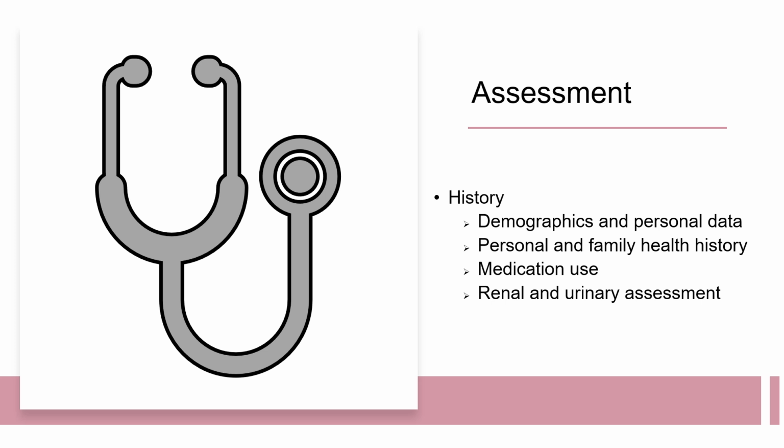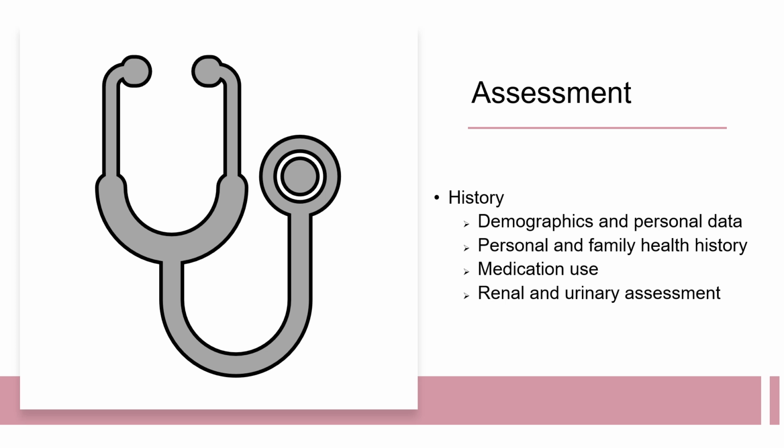Medication use, we have to get a thorough history of the current and past use of over-the-counter medications, any prescription medications, vitamins, herbal supplements, because many of these medications can affect the normal functioning of the urinary system. So if a patient is complaining about something, it might be just a side effect of a medication they're taking for something else. Then we have renal and urinary assessment.